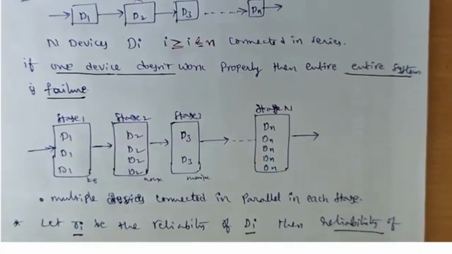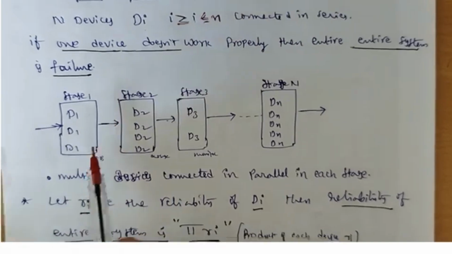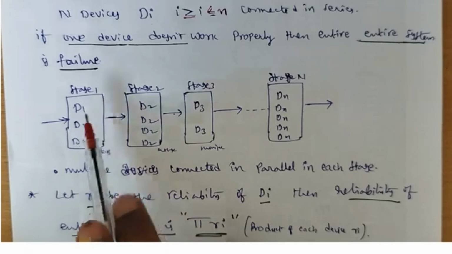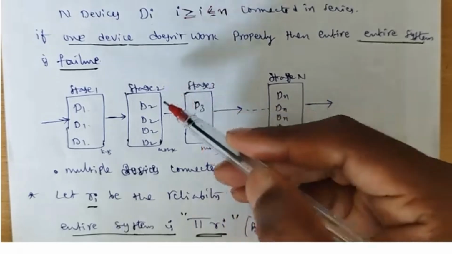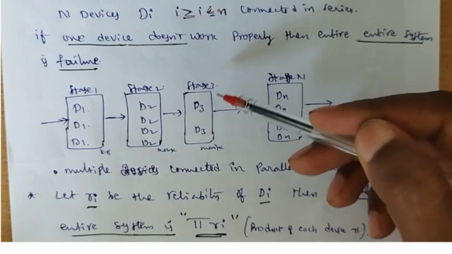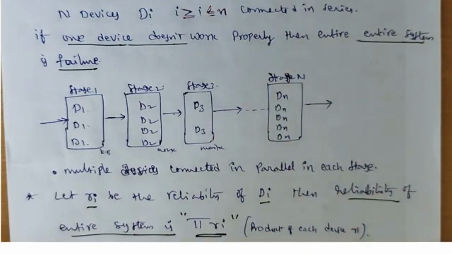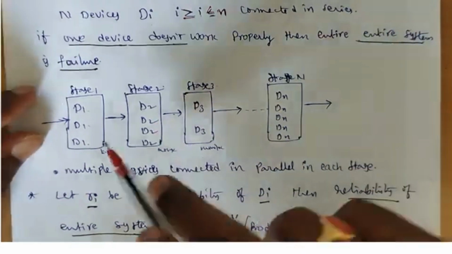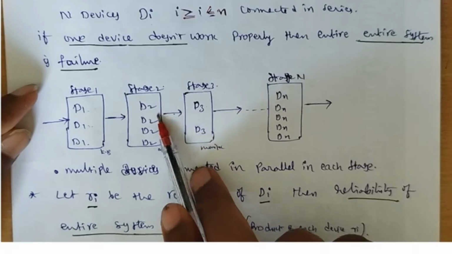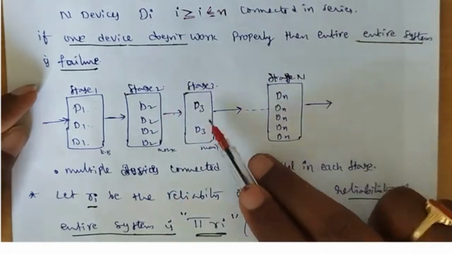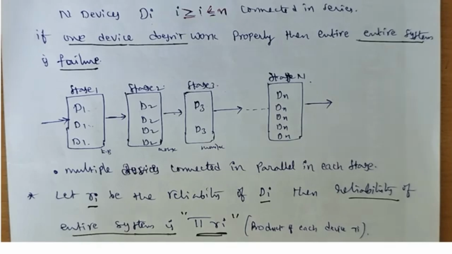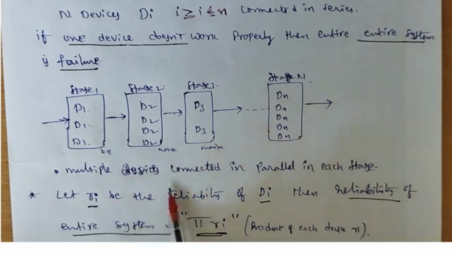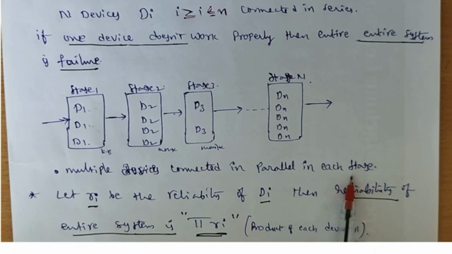For example, if you connect like this, in stage 1 we arrange D1 devices, 3, and in stage 2 the D2 devices are 4, in stage 3 the D3 devices are 2. For example, I am taking a computer system. Here for the D1 stage I arranged the keyboards, at the D2 stage I arranged the mouse, here I arranged the monitors, and up to the Dn stage I arranged the 5 CPUs. Assume. Now at each stage we arranged multiple devices connected in a parallel system.